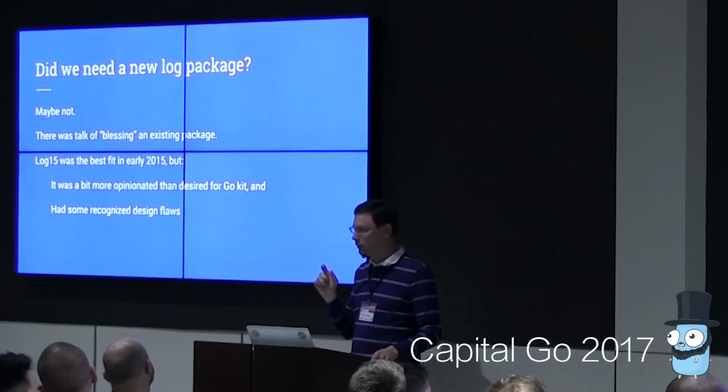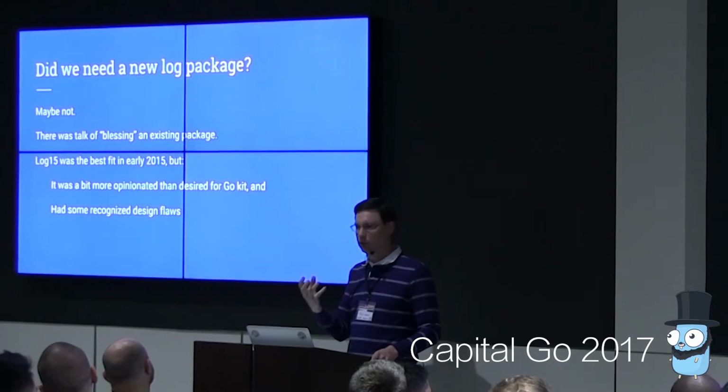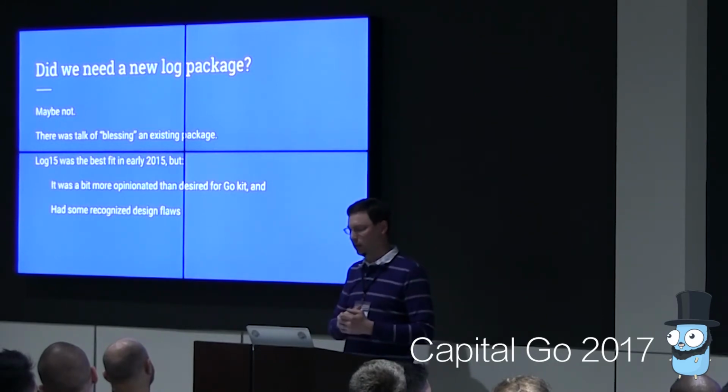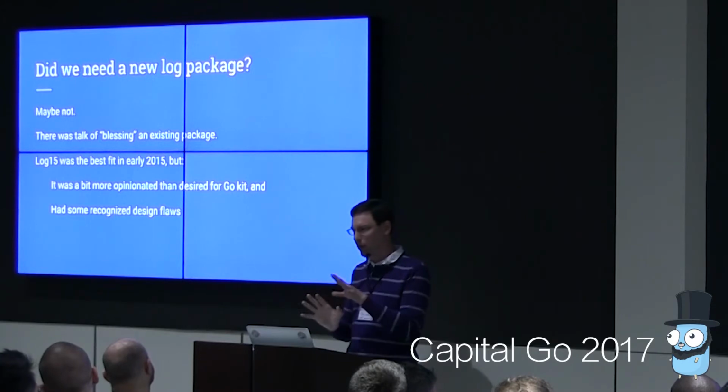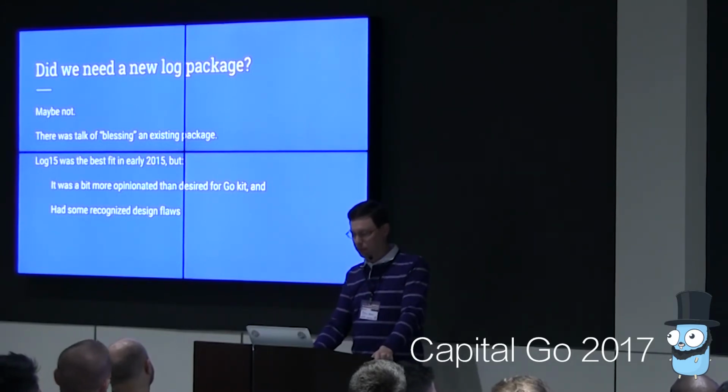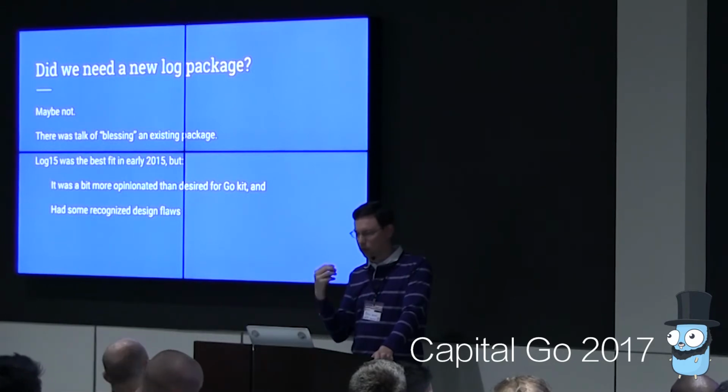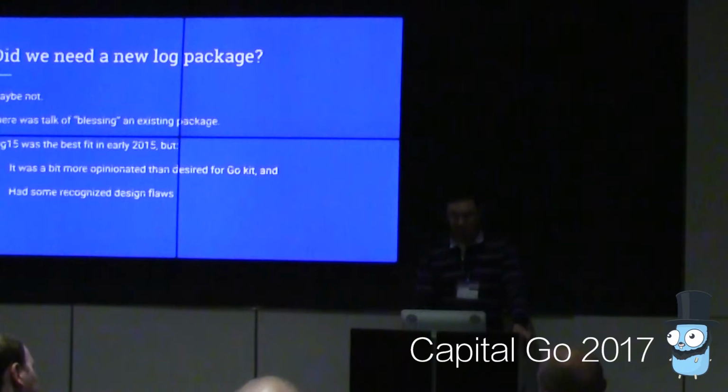The other one was we had some recognized design flaws, things that we learned while working on Log15 that we thought would be better. We're already on version 2 of the API for that package, and maybe that would be version 3, but we never quite figured out the right way to resolve those, so we never took that plunge. With GoKit, we had a blank slate. We could go and experiment. So that's what we decided to do: let's build a new thing.